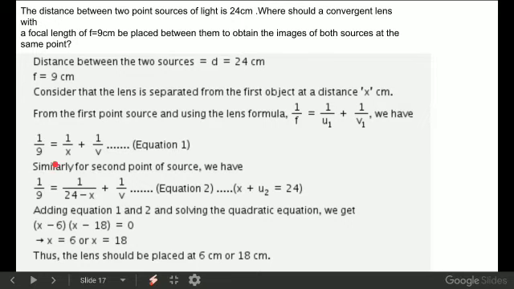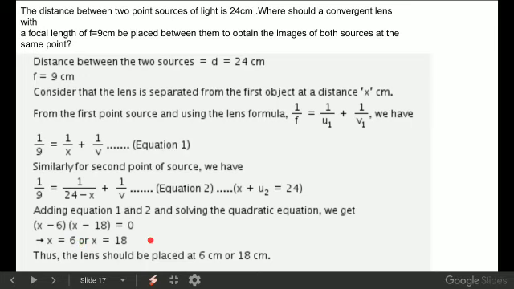So for point source 1, 1 by 9 equals minus 1 by u, the object distance. Here minus into minus gives plus because the object distance should be taken negative, plus 1 by v. And here 1 by 9 equals 1 by 24 minus x, this is the object distance, but actually it is minus 1 by u in the lens formula, so minus into minus will get plus, so as it is 24 minus x, plus 1 by v. Now when we solve these two equations, we will get x equals 6 centimeters or 18 centimeters.